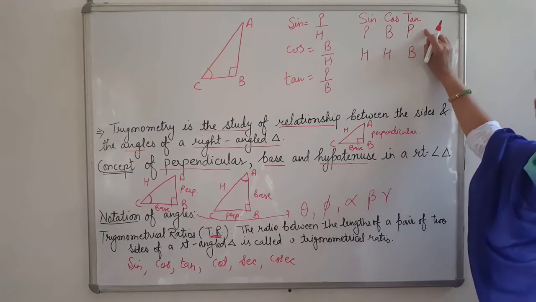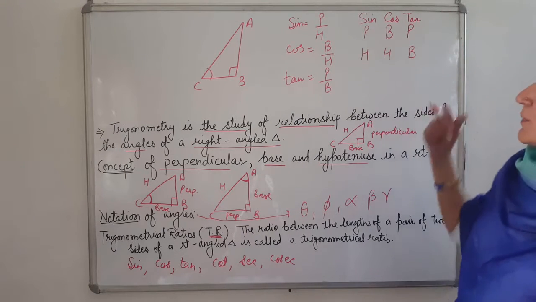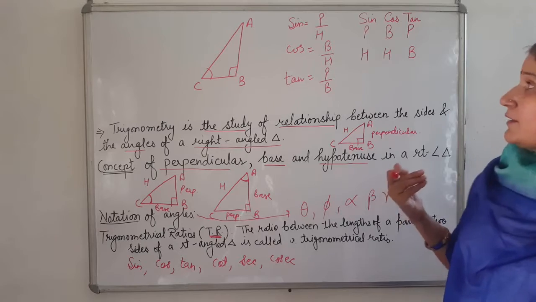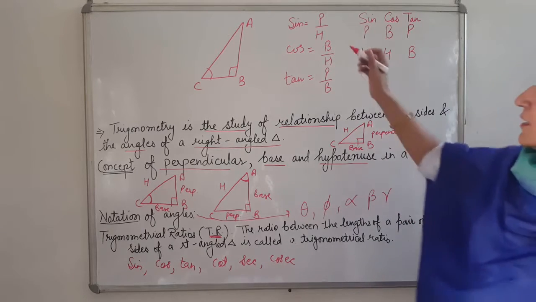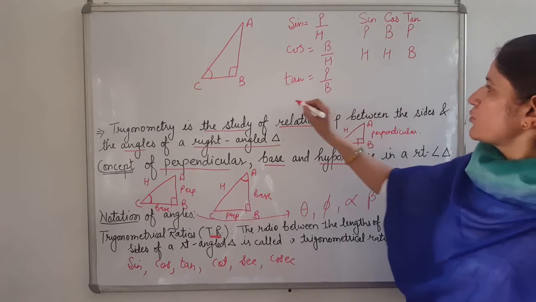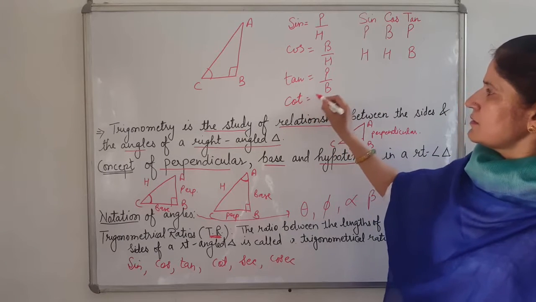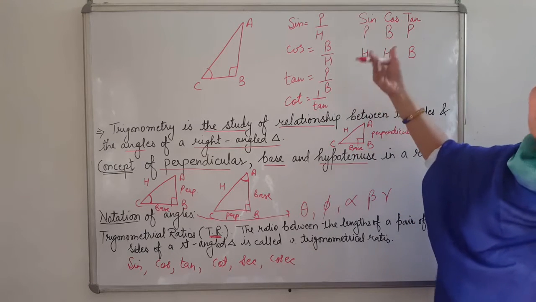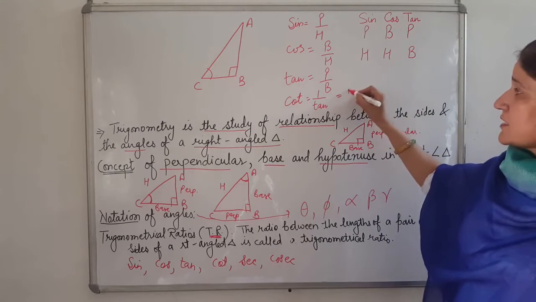I hope you understand. Now what about the other 3? I said earlier we are getting 6 trigonometrical ratios. So what about the other 3? The next one is cot. Cot is the reciprocal of tangent. Means we take the terms in reciprocal form.